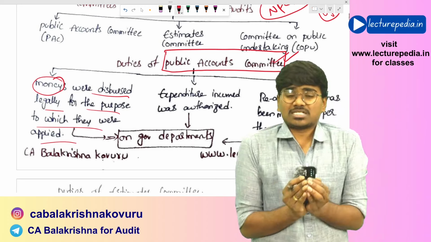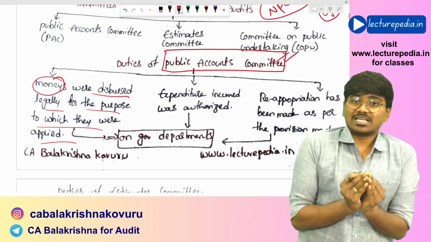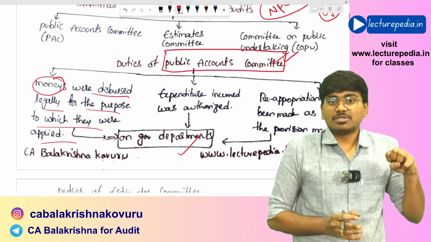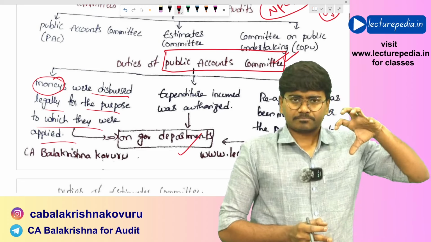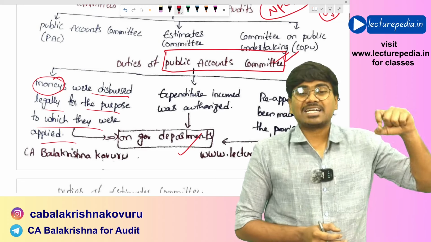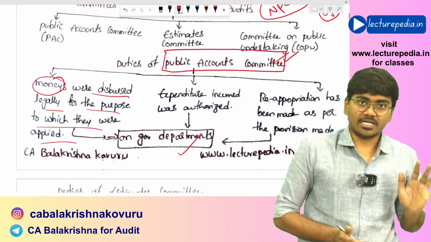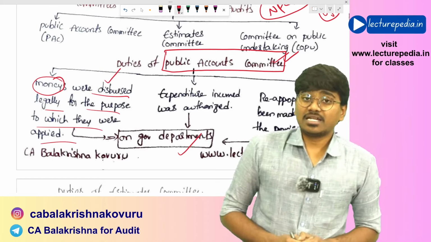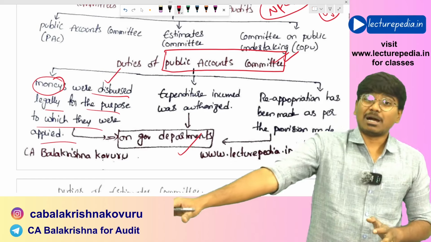Basically, the Public Accounts Committee will be working with respect to government departments. It will be verifying the activities of government departments mainly. The first function is verifying whether monies were legally disbursed for the purpose for which they were applied.